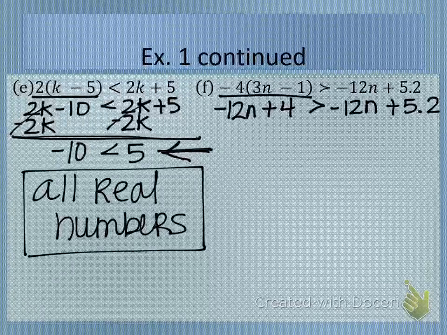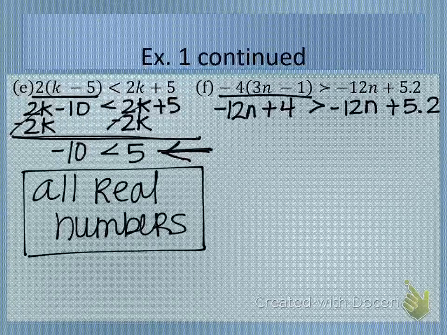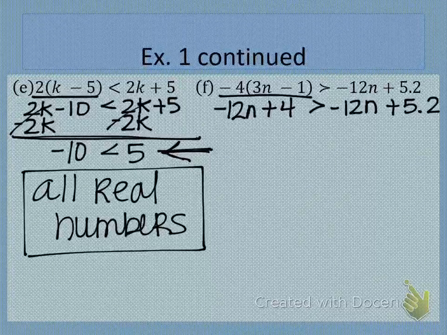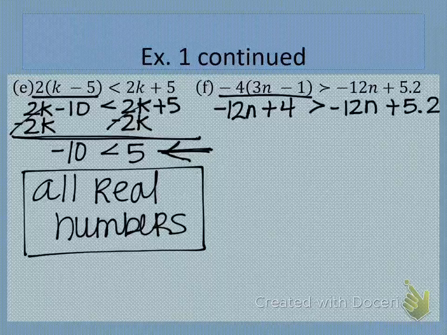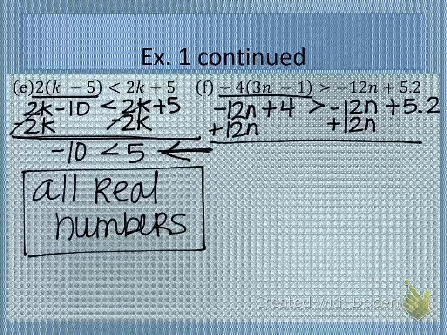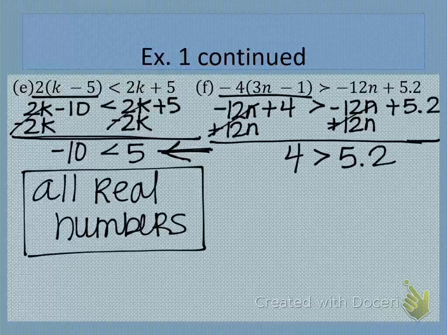All right, so what would our next step be? All right, Trevin. To subtract. To combine or add 12n. Good. We're going to move the variable, so we're going to add 12n to both sides. Now again, what is negative 12n plus 12n? 0. So these both cancel, and we're left with 4 is greater than 5.2. Now, is that a true statement? No. So what do you think our final answer is?